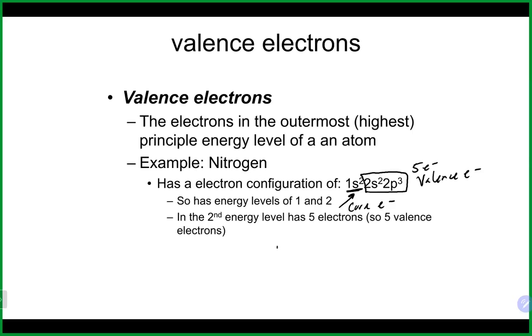If we looked at something like our sodium, which was 1s2, 2s2, 2p6, 3s1, right here is its 1 valence electron.